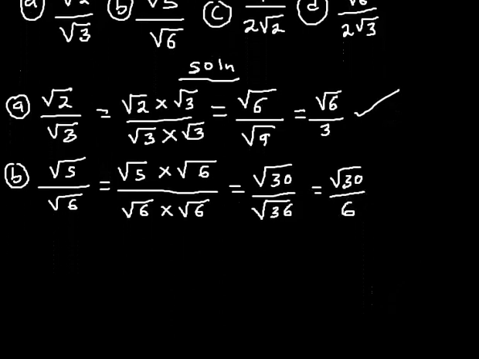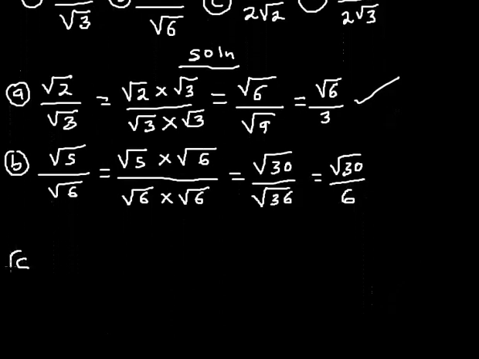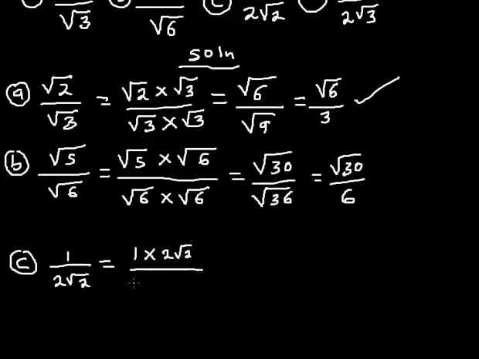Alright. Then the c part of the question. 1 all over 2 root 2 is going to be equal to 1 times 2 root 2, then divided by 2 root 2 times 2 root 2. 1 times 2 root 2 is still 2 root 2. Then of course, 2 root 2 times 2 root 2: 2 times 4 is, 2 times 2 is 4. Remember, you have to multiply rational number to rational number, then surd to surd, right?